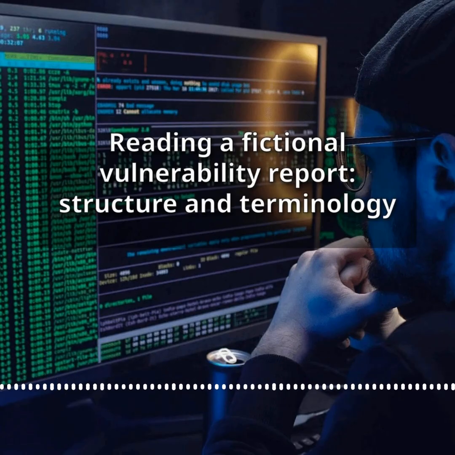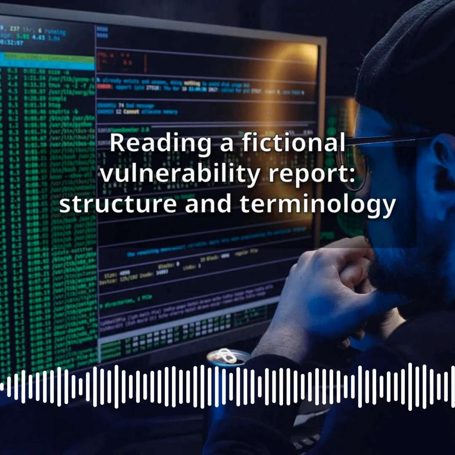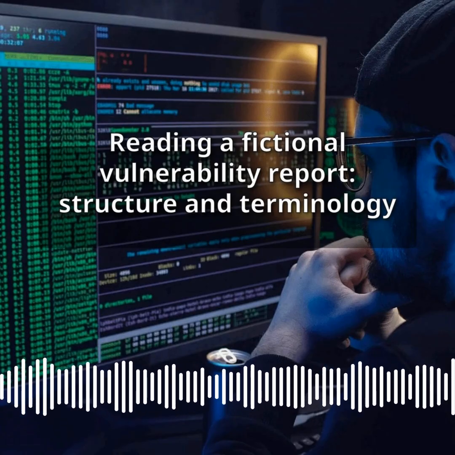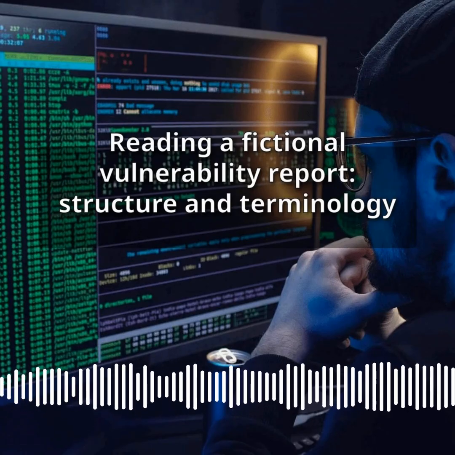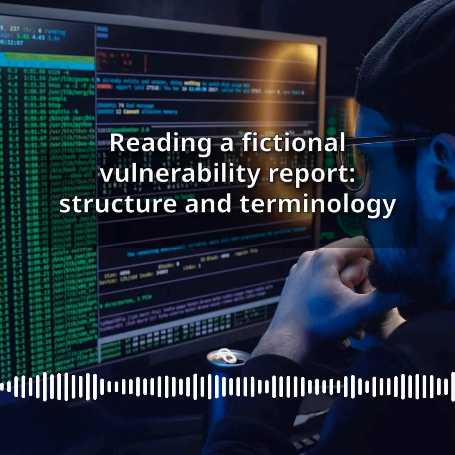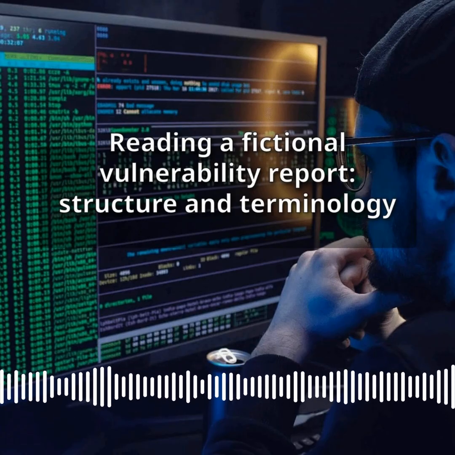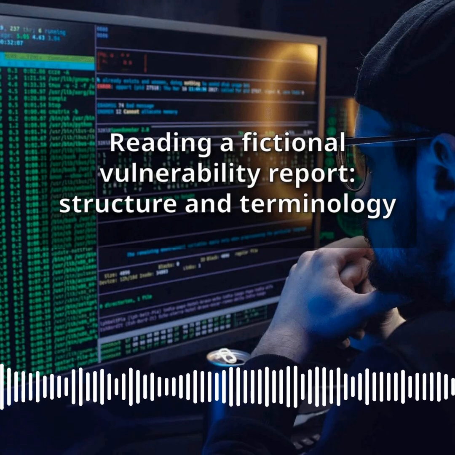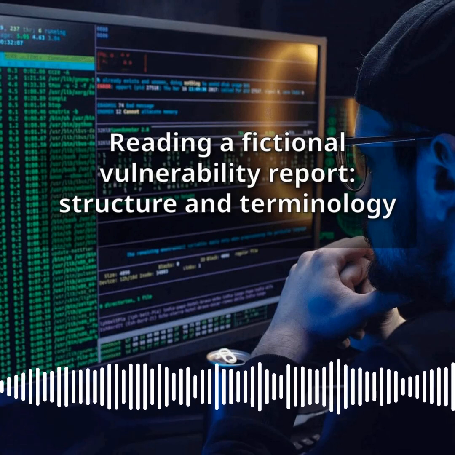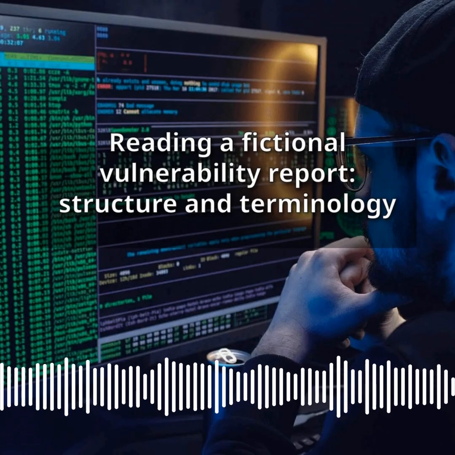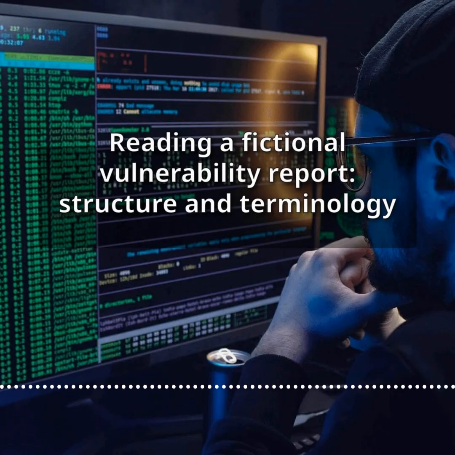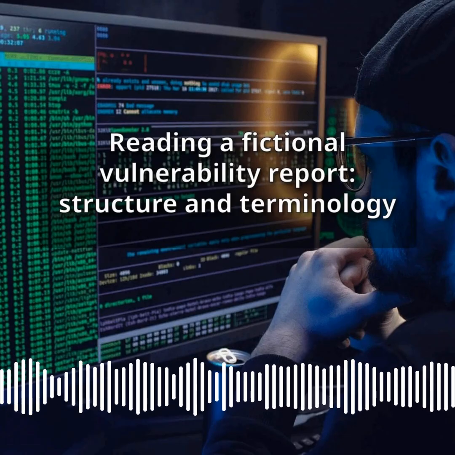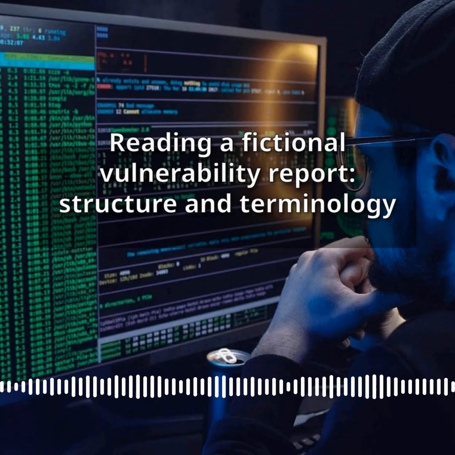As a DevSecOps specialist or cybersecurity professional, you will encounter vulnerability reports constantly. You may be the person writing them after a penetration test, reviewing them as a developer expected to fix the findings, or integrating their output into your continuous delivery pipeline as part of automated security gates. Understanding the structure and terminology of a vulnerability report allows you to quickly identify what is urgent and what can wait. Communicate findings accurately to both technical and non-technical stakeholders.